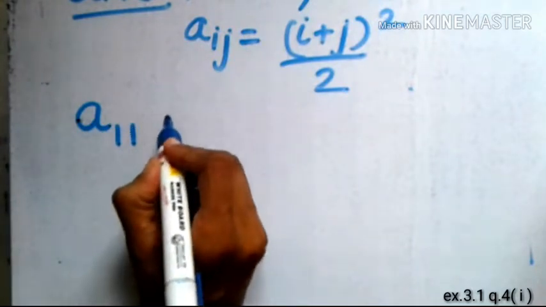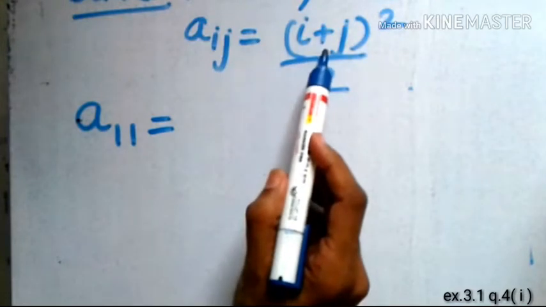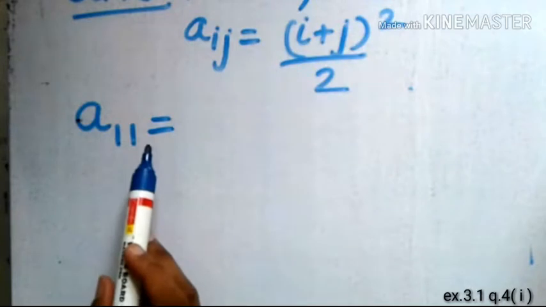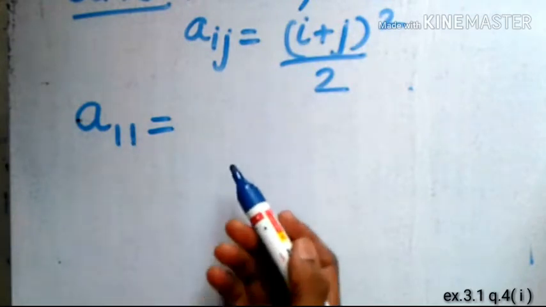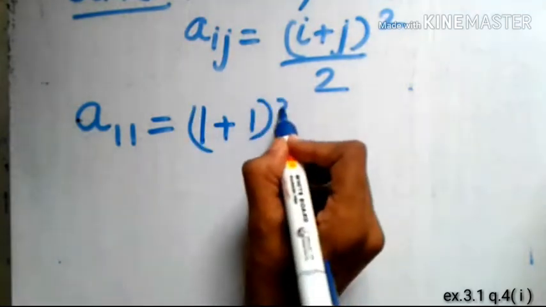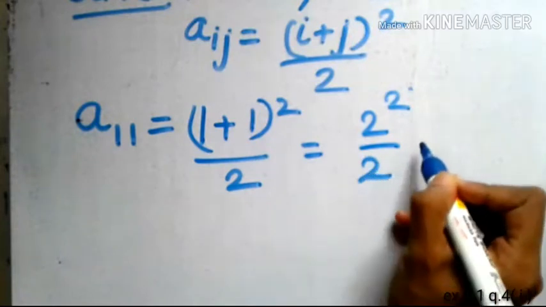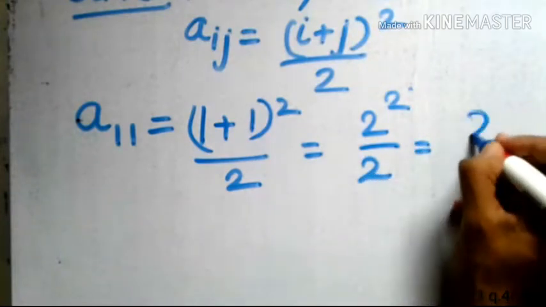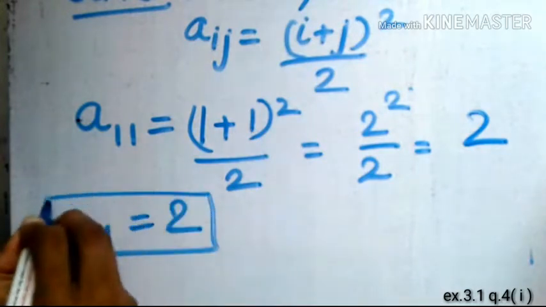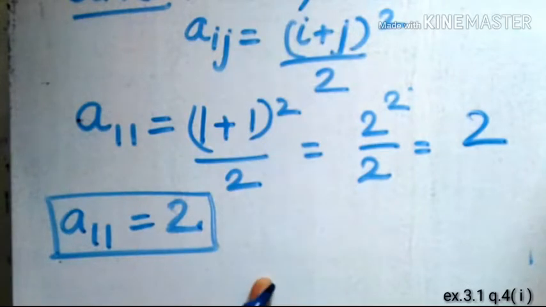Let me take A11. A11 means wherever i is there in the formula, I have to substitute 1, and wherever j is there, I have to substitute the value of j, which is also 1 in this case. So A11 is going to be (1 plus 1) the whole square divided by 2, which is 2 squared divided by 2, which is nothing but 2. So A11 is going to be 2. We have found out the first matrix element. I hope you understood this.